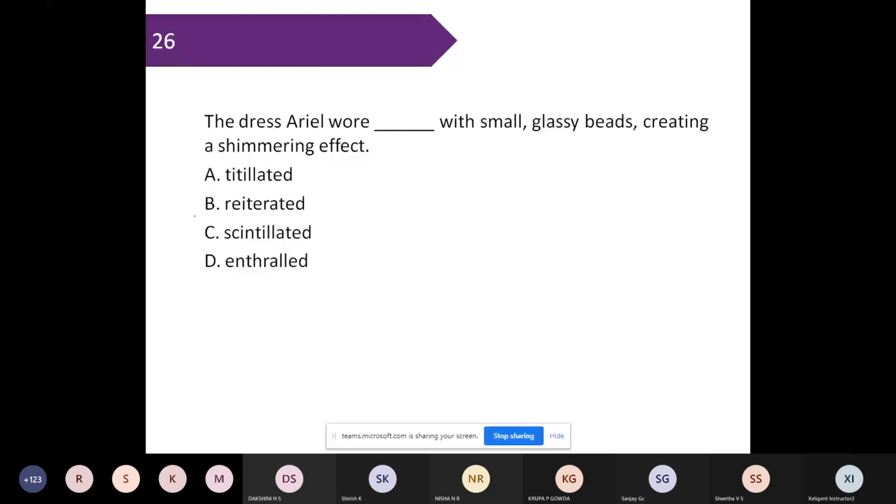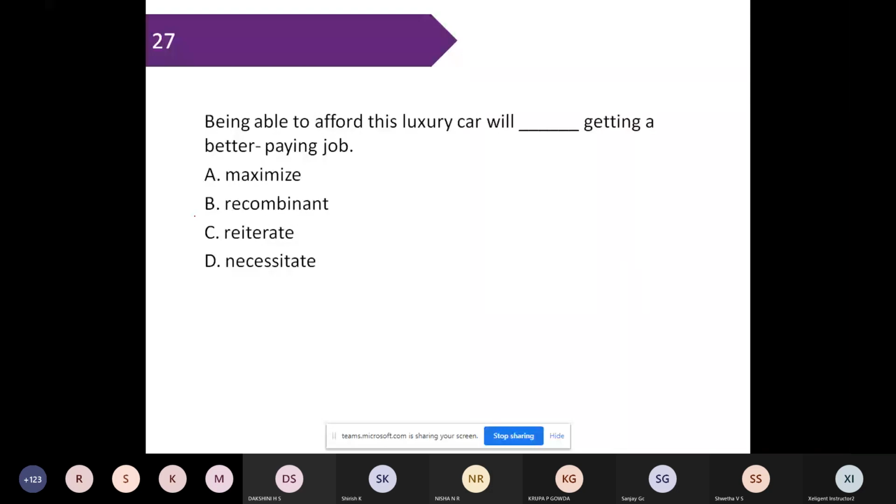Now, moving on to the next question. Being able to afford this luxury car will blank getting a better paying job. What's the correct answer? You can go for the guess word and then go for the correct answer.